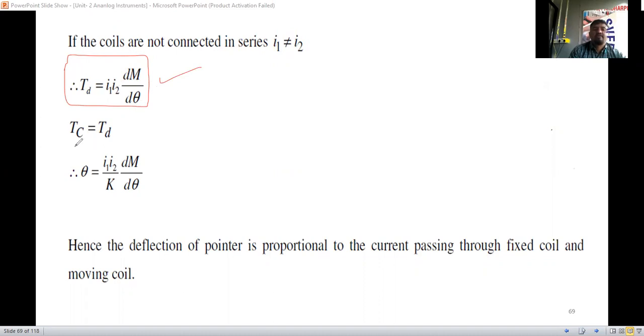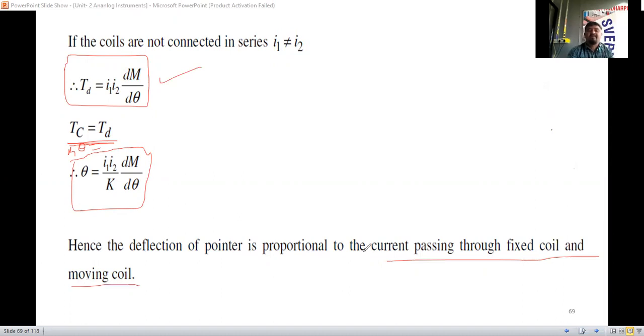So we already know that the controlling torque equals the deflecting torque. The controlling torque is nothing but TC equal to Kθ. So TD equals I1 I2 dM by dθ. I will substitute that, and this K you send to the RHS side, so it is divided by K. So θ equals I1 I2 dM by dθ divided by K. Hence the deflection of the pointer is proportional to the current passing through the fixed coil and moving coil.